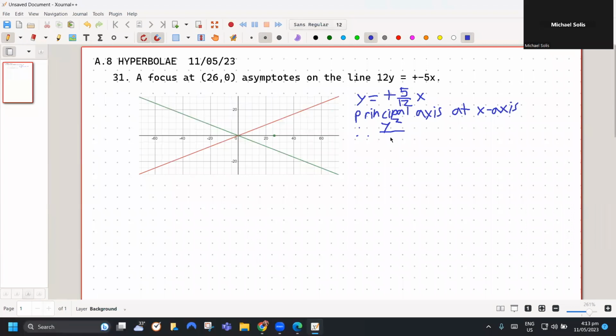So kung ang asymptotes ay at focus is at 60, so x square over a square minus y square over b square equals 1. Kasi okay, so hindi ko yan.